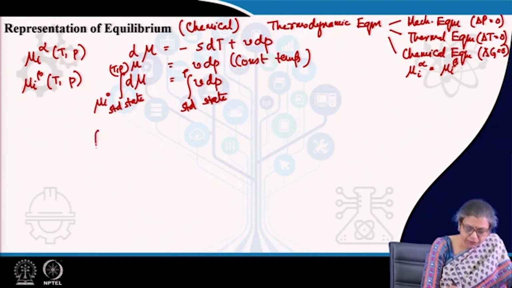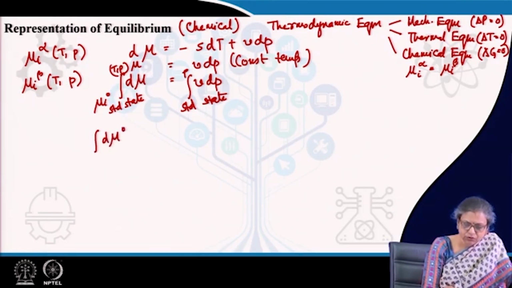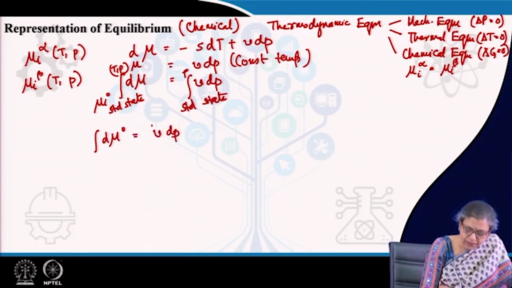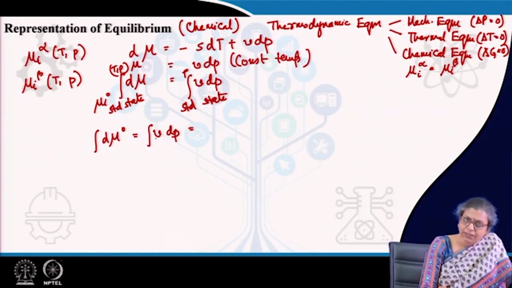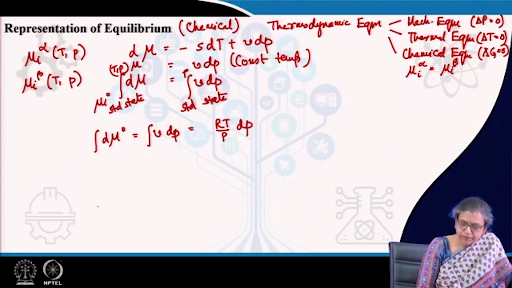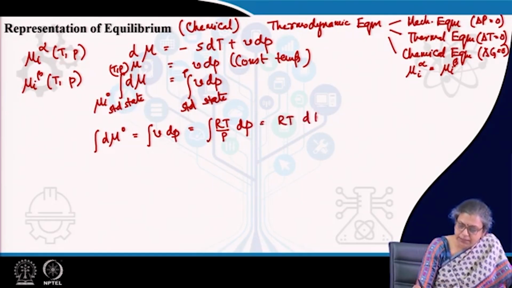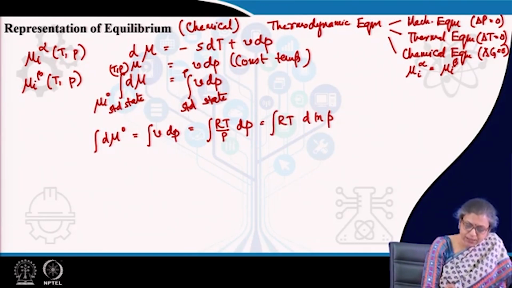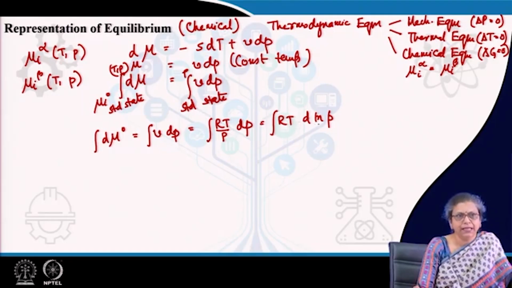We find that in the ideal gas state, d mu 0, denoting the condition of the ideal gas state, definitely equals V dP, and for the ideal gas state, this V is nothing but RT by P. So this is dP times RT by P, which is nothing but RT d ln P. Therefore, for an ideal gas, the change in mu in going from one state to the other is related to the change in ln P.